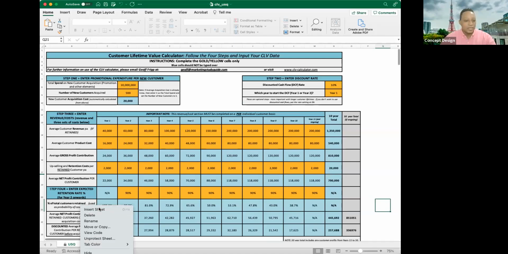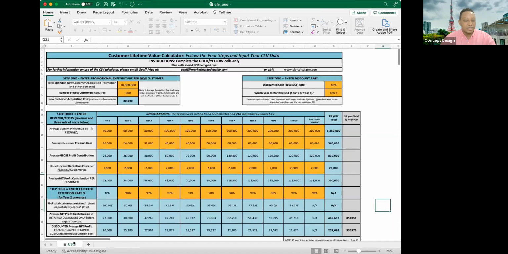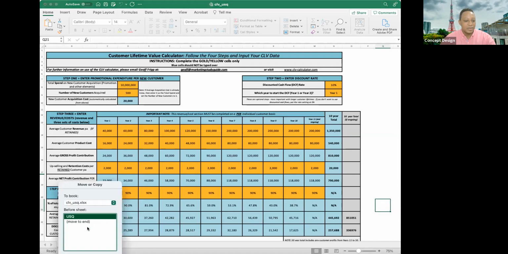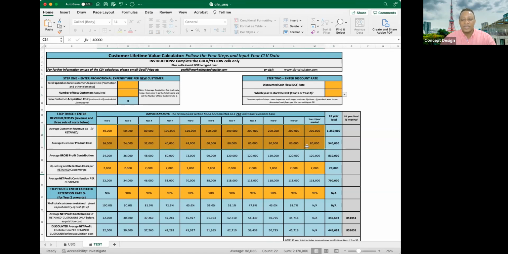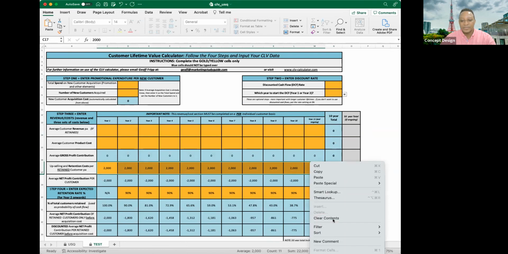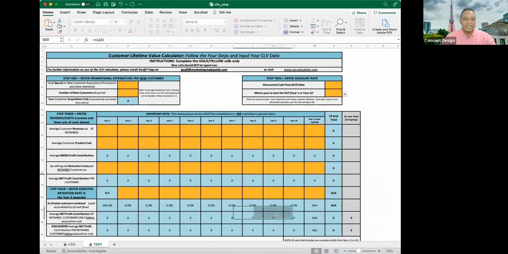And so let me go in here and do something real quick. Let's delete that and let's duplicate this. And so this chart is basically so that you can test certain things related to the customer lifetime value of your product or service.